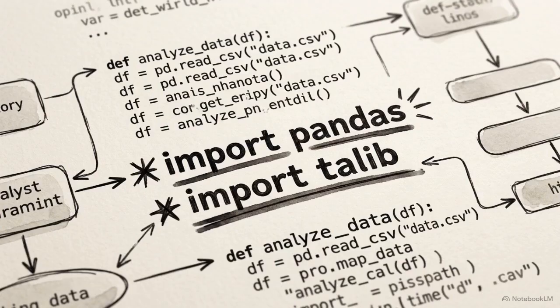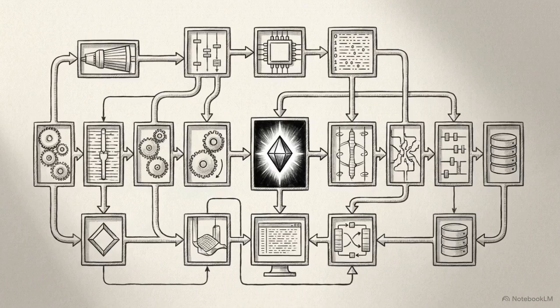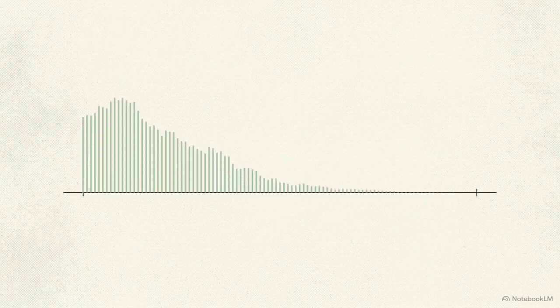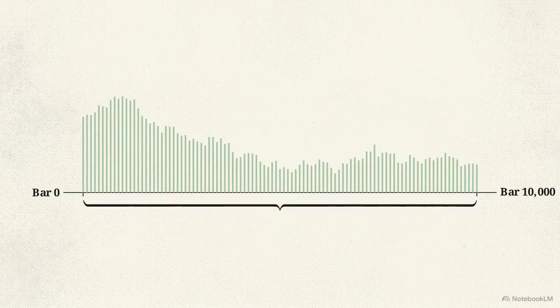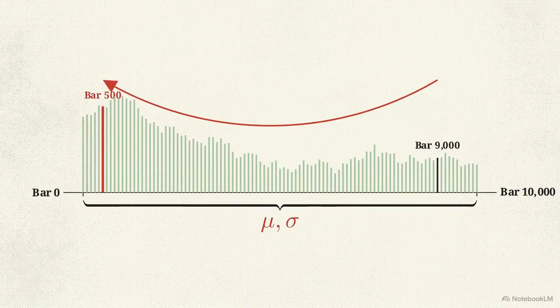The invisible bug usually hides right inside standard machine learning libraries, like Pandas or TA-Lib. These tools produce technically correct values, but they don't inherently protect against chronological data leakage. This timeline shows a standard trading dataset, running from bar 0 to 10,000. Standard code calculates statistical transformations using this entire dataset simultaneously. This means early points, like bar 500, are secretly influenced by future prices at bar 9,000.